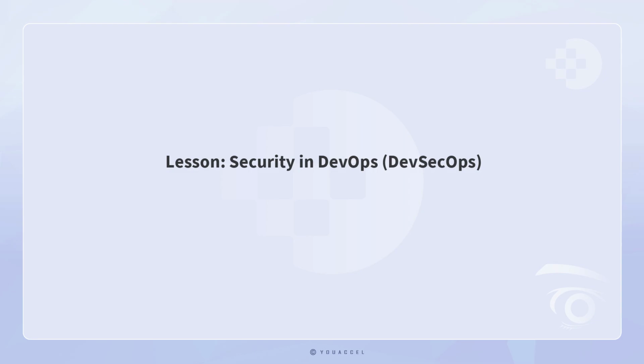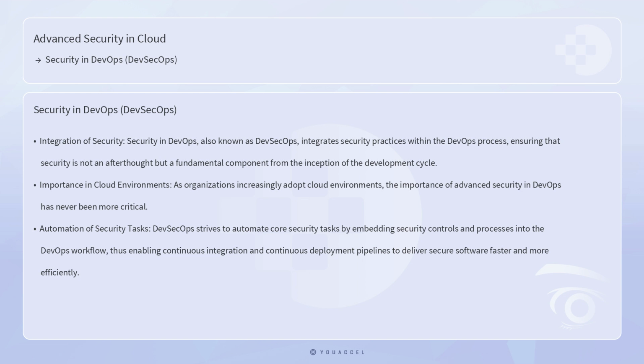Lesson: Security in DevOps. Security in DevOps, also known as DevSecOps, integrates security practices within the DevOps process, ensuring that security is not an afterthought but a fundamental component from the inception of the development cycle. As organizations increasingly adopt cloud environments, the importance of advanced security in DevOps has never been more critical. DevSecOps strives to automate core security tasks by embedding security controls and processes into the DevOps workflow, thus enabling continuous integration and continuous deployment pipelines to deliver secure software faster and more efficiently.